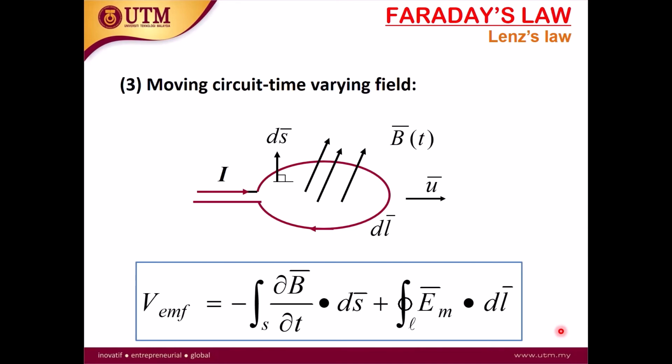So it's quite easy because it's just a combination of the first and second case. So the formula for VEMF is basically equal to negative the surface integration of del B over del T dot ds, plus the closed integration of U cross B dot dl. Okay, this is the expression for the third case.